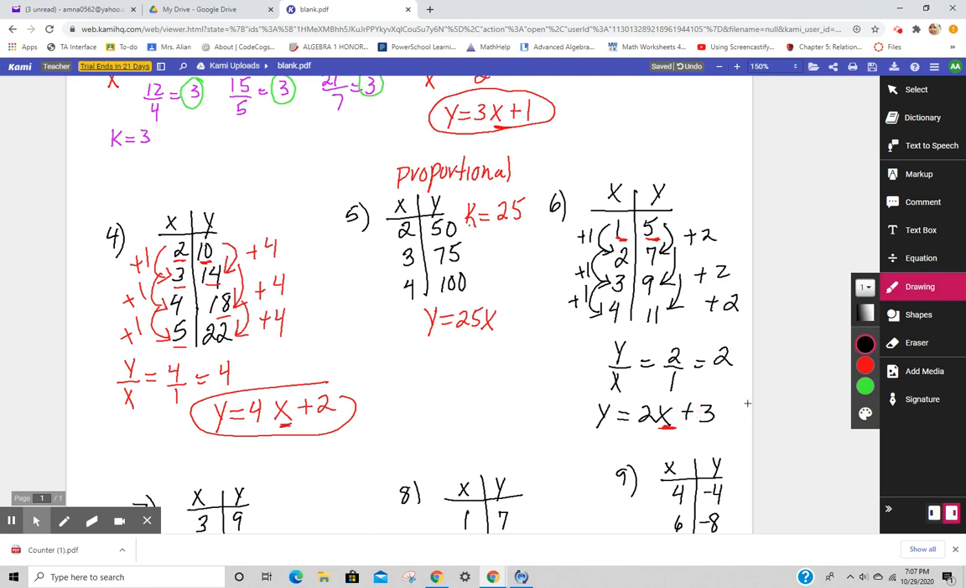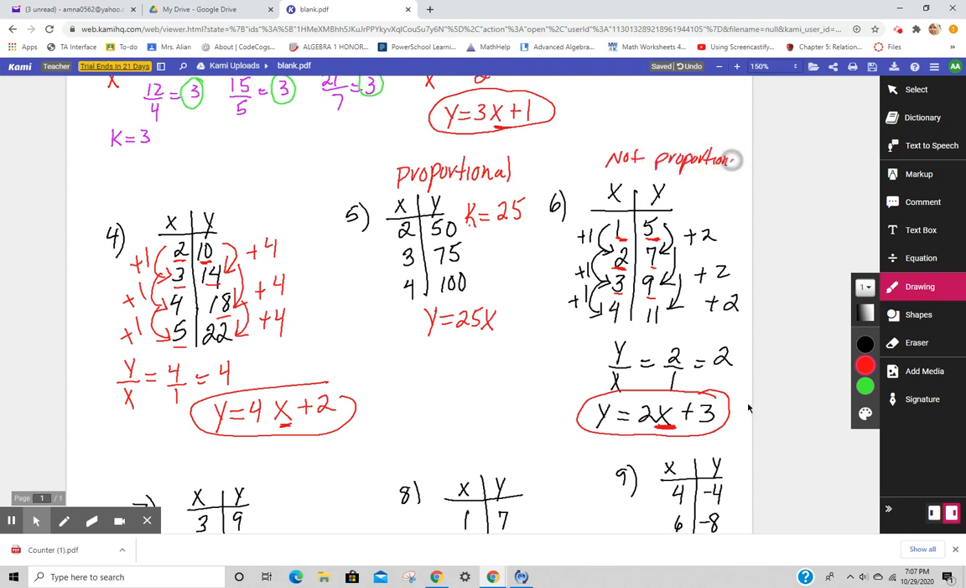But now let's check and see if this equation works for everything in this relationship. Replace x with 2. 2 times 2 is 4, plus 3 does give me 7. So it works. Replace x with 3. 2 times 3 is 6, and then add 3. That does give me 9. So it works. Let's do it one more time. 2 times 4 is 8, plus 3 is 11. So this is our equation for this relationship, and it is not proportional.